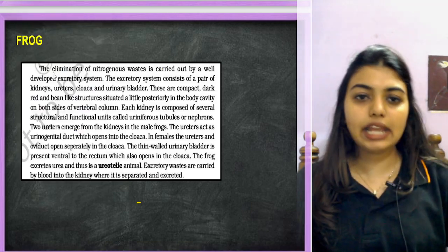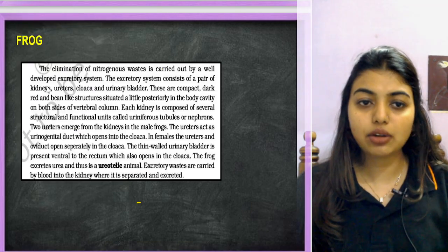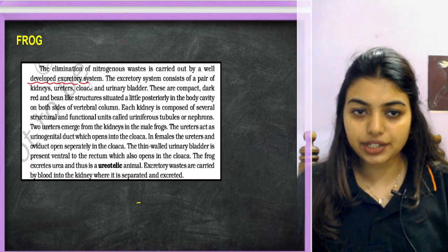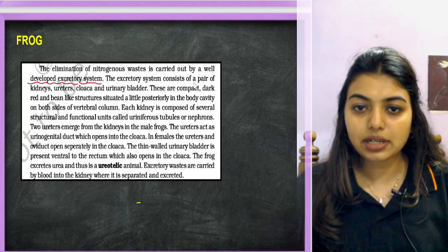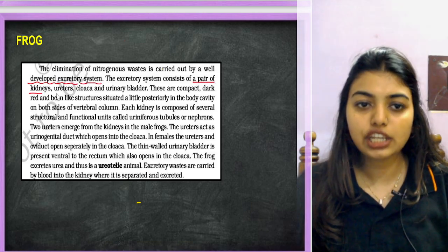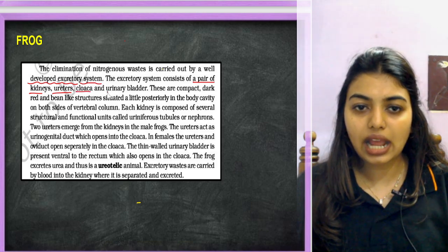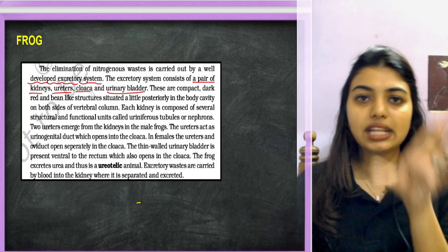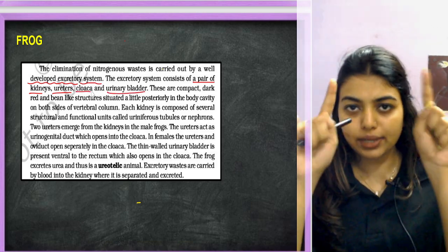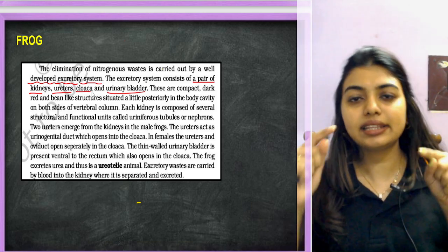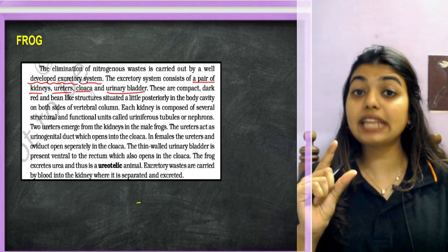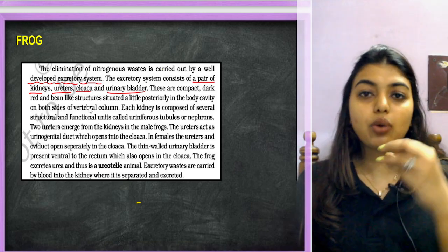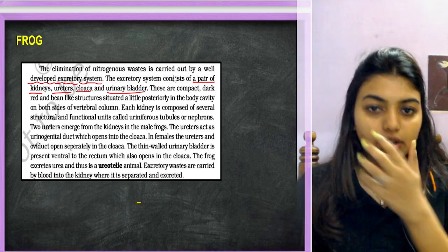Okay, now the elimination of nitrogenous waste is carried out by a well-developed excretory system. The excretory system consists of a pair of kidneys, ureters, cloaca and urinary bladder. So here you can see that they have a pair of kidneys. Okay, the ureter is there which is extending, and then they have the cloaca, a common opening, and then the urinary bladder. Like how we have a urethra, that is not there; instead the cloaca is there.